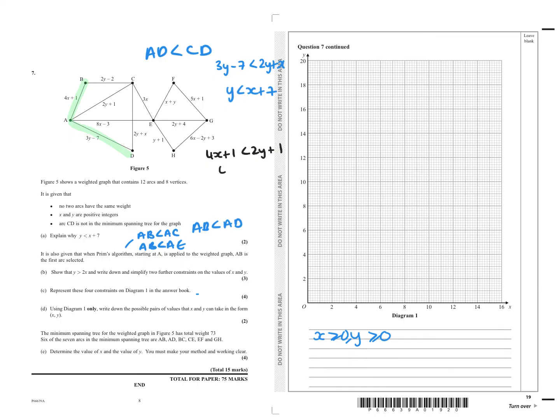So we're going to have 4x is less than 2y, so 2x is less than y. This is actually the one that we've just shown. The next one we have is 4x plus 1 is less than 8x minus 3. So we're going to have negative 4x is less than negative 4, so x is greater than 1.